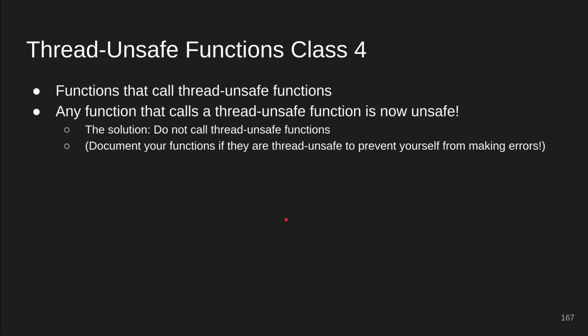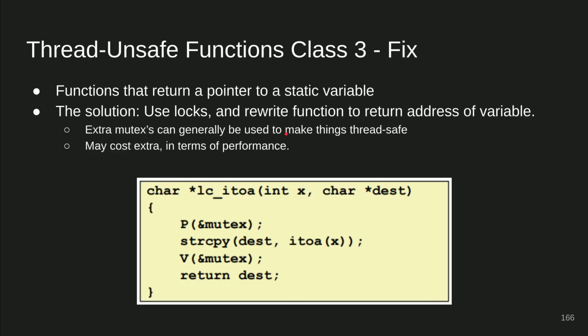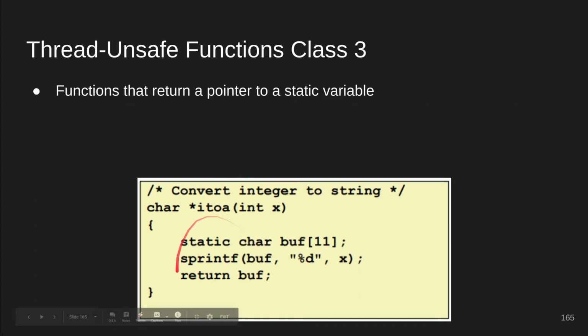Okay. Then the fourth thread safety class to make our functions thread safe is, well, this one's kind of a nice one. Functions that call thread unsafe functions are also themselves thread unsafe. Okay. And the solution to that is just don't call thread unsafe functions within yours. Make sure that they follow these other rules here.